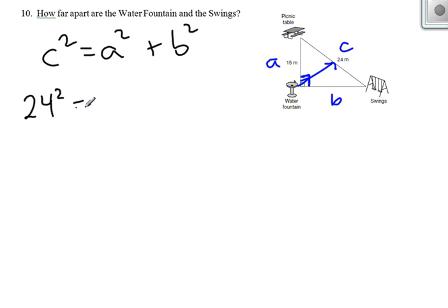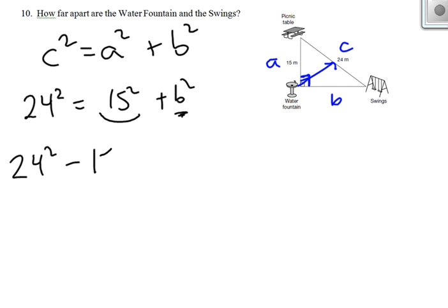I know what A is. A is 15, and I don't know what B is. So 24 squared equals 15 squared plus b squared. And now I like to immediately isolate the unknown term. So I'm immediately going to say, let's write it as 24 squared minus 15 squared equals b squared.